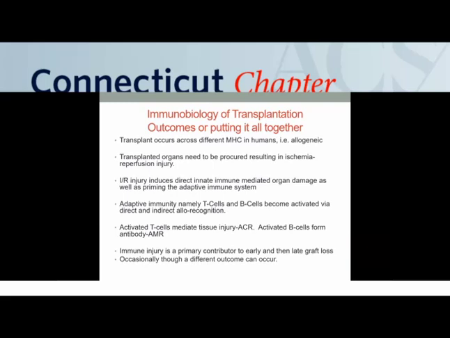Transplant organs need to be procured, resulting in ischemia-reperfusion injury. Ischemia-reperfusion injury induces direct innate immune system-mediated organ damage and then primes the adaptive immune response. The adaptive immune response is T cells and B cells. Activated T cells cause acute cellular injury. Activated B cells at some point cause antibody-mediated injury. Immune injury is a primary contributor to early and then late graft loss.